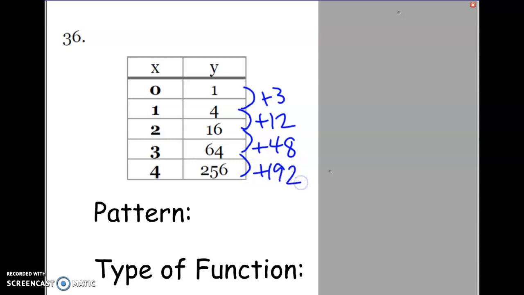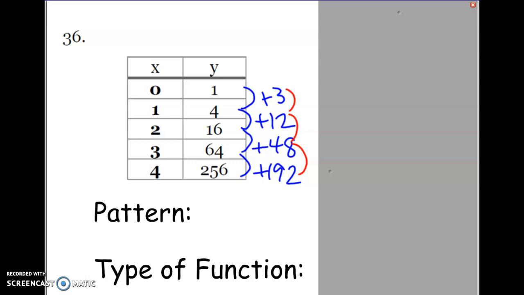So honestly, finding that first difference as an adding pattern is still going to lead you to eventually find a multiplication pattern that is happening. So whether that multiplication pattern is the actual pattern on your table or if it's the pattern of your first difference, it's still going to be an exponential function.